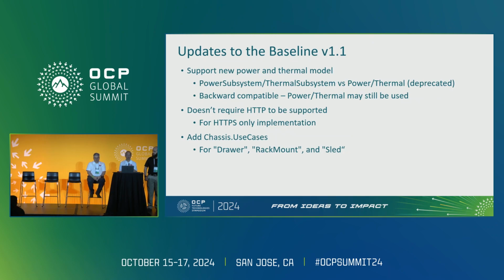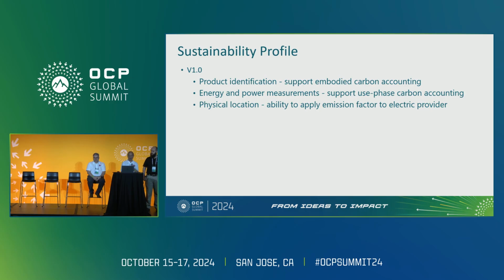So this is the update to the baseline. We've gone from power and thermal, which has been deprecated, to power subsystems and thermal subsystems, which is new and improved. And we've added use cases, and we now do not require the support of HTTP. HTTPS is sufficient, because again, users have come back to us and said, in my system, I don't allow HTTP at all. Don't even put it in your set of requirements. So we've done that. So with that, I will hand this to Jeff, who will talk about his sustainability profile.